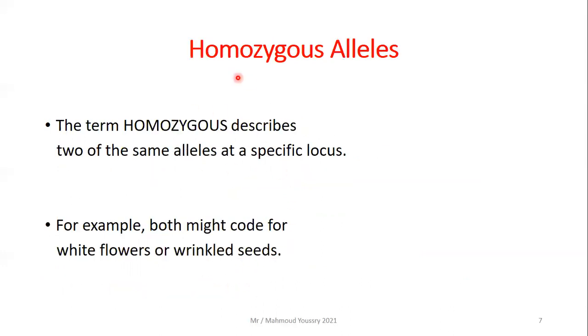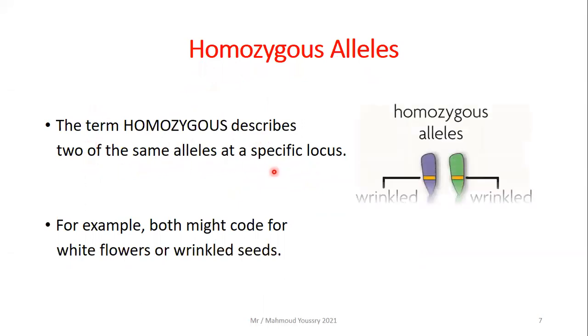Then we have two terms here. The first one, homozygous alleles. Homo means similar. The term homozygous describes two of the same alleles at a specific locus. So they are the same alleles at a specific locus. Both might code for white flowers or wrinkled seeds, for example. So these are called homozygous alleles. They are the same alleles at a specific locus for the homologous chromosomes.